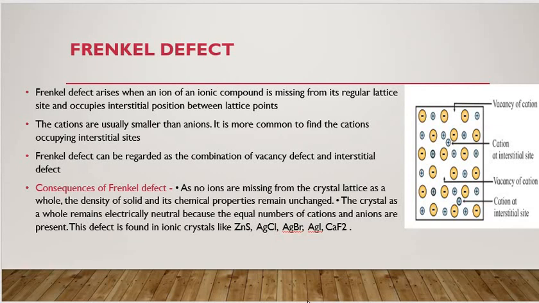What are the consequences of Frenkel defect? As no ions are missing from the crystal lattice as a whole, the density of the solid and its chemical properties remain unchanged, and the crystal as a whole remains electrically neutral because an equal number of cations and anions are present. You will see such defects in zinc sulfide, silver chloride, silver bromide, silver iodide, and in calcium fluoride also. So this is all about Frenkel defect, and we are done with point defects. We are done with stoichiometric point defects.